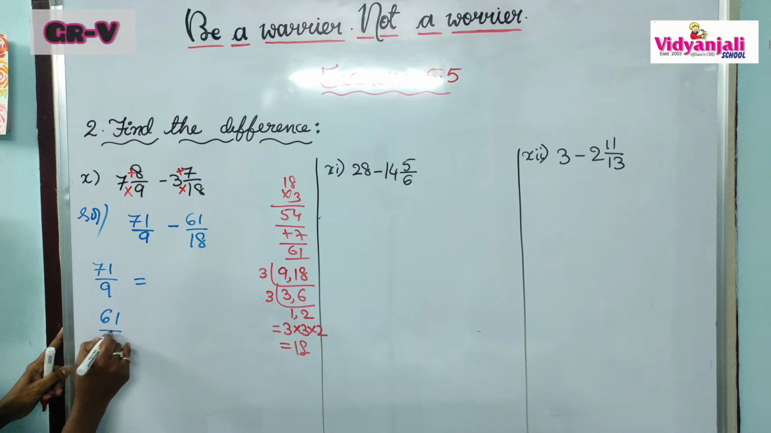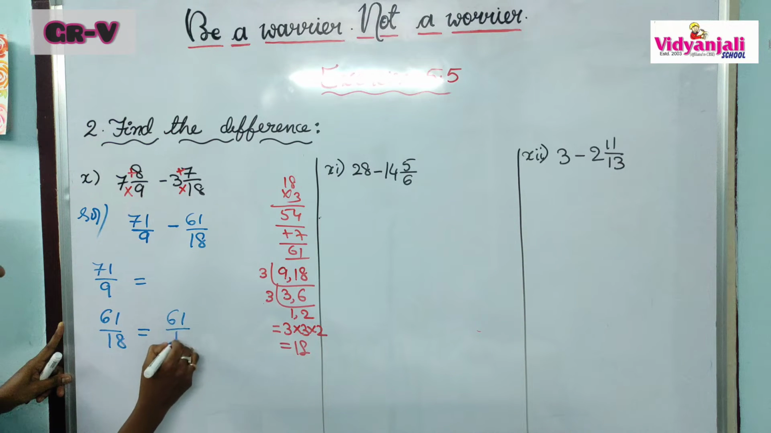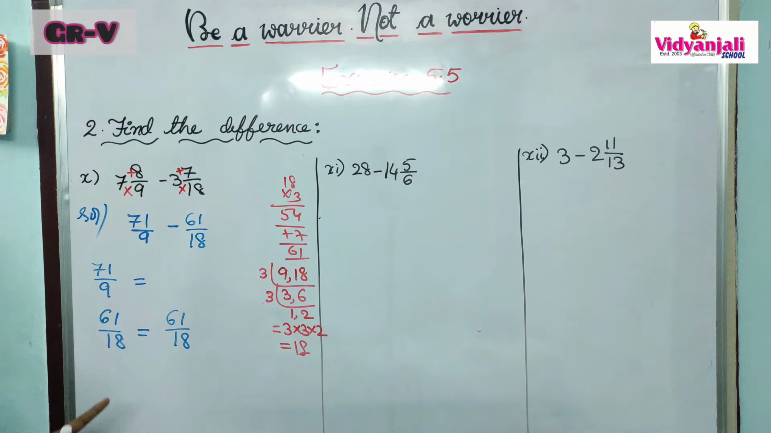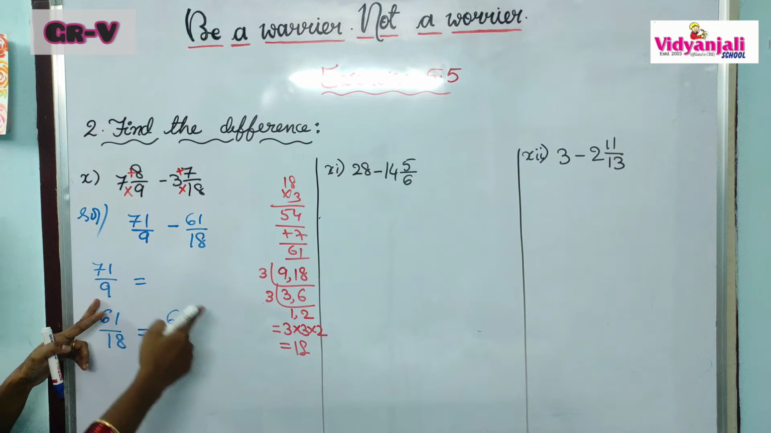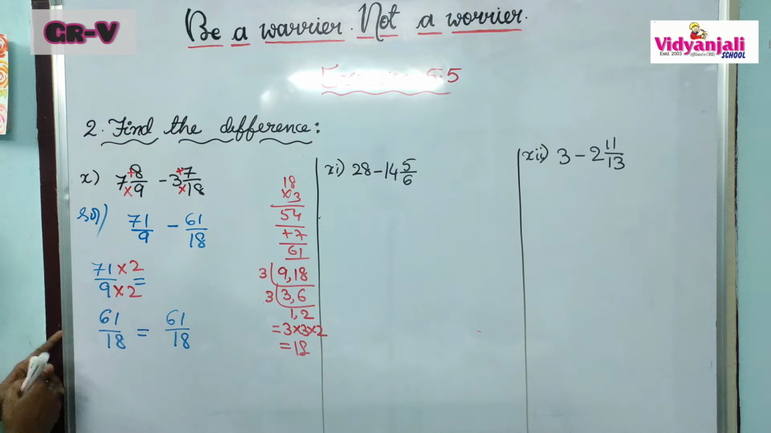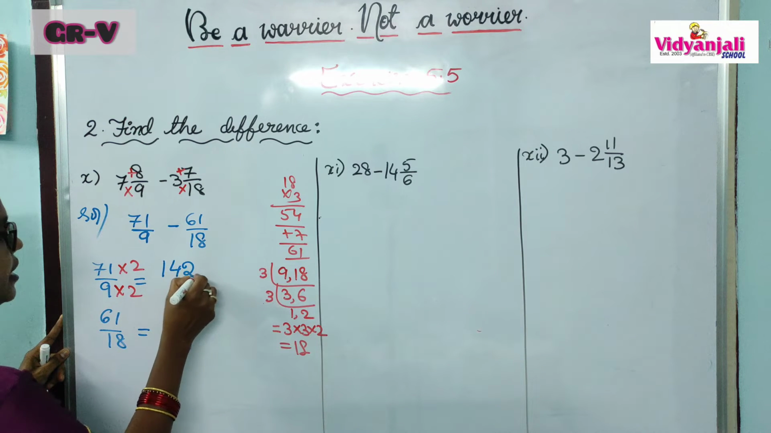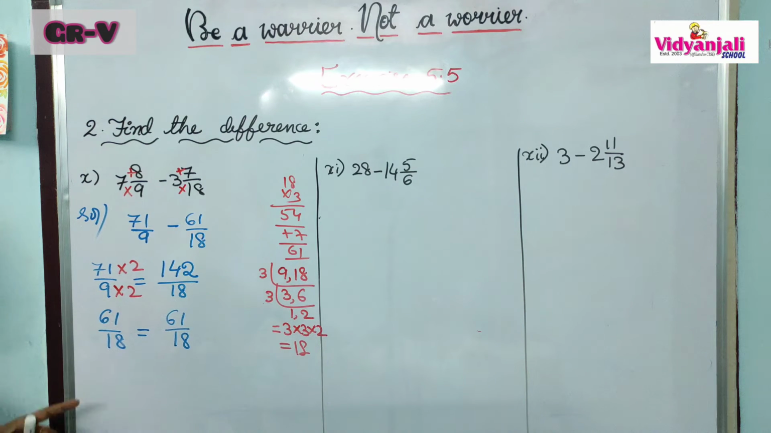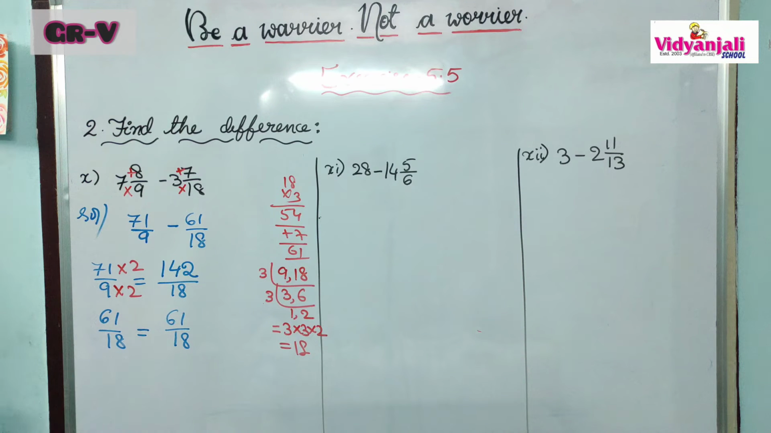So let us convert both the denominators as 18. In the second fraction already we have 18 only. So no need to change. So I am writing the second fraction as it is. Now tell me, in 9 table with which number we should multiply to make it 18? Into 2. Right. So, what is 71 2s? 142 by 18. So, step 1 LCM over, step 2 converting like over, step 3 subtract them.